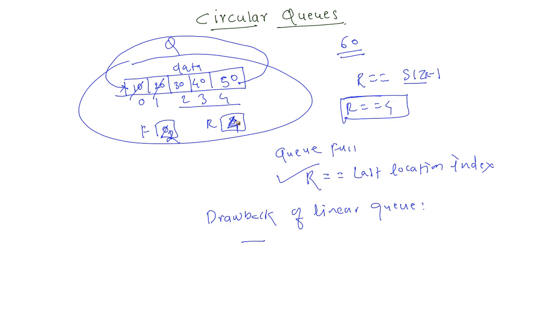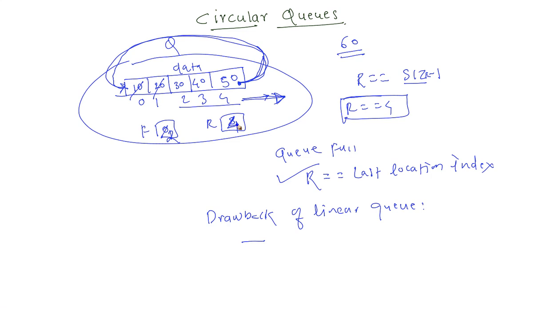In this case, R is 4. Rather than concluding the queue is full, I wrap this R around. That means I give this kind of movement to R. In the previous, linear case, R was incrementing only in one direction. Whenever, after incrementing, it was becoming I plus 1, it was going in this direction only. That's why it was called linear queue. But here, whenever R reaches the last location, we will give this movement to R, and this movement is called circular movement.